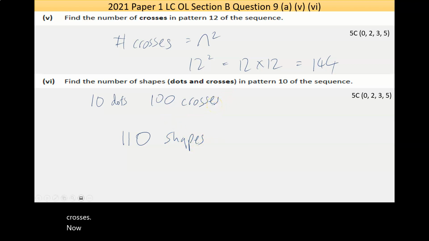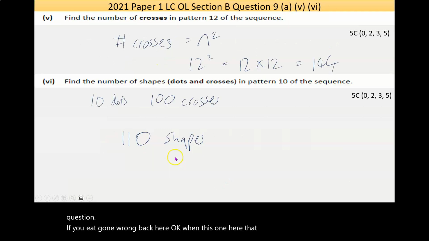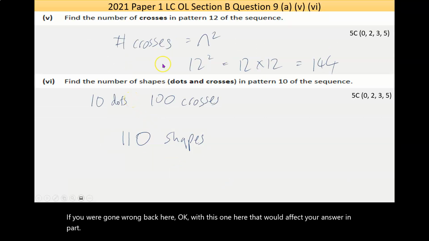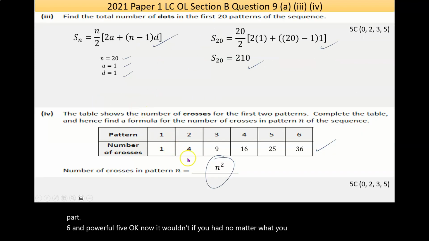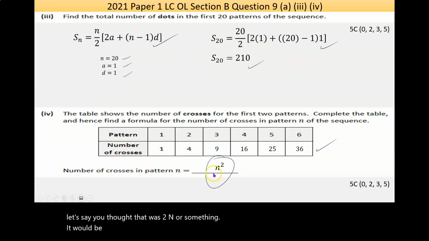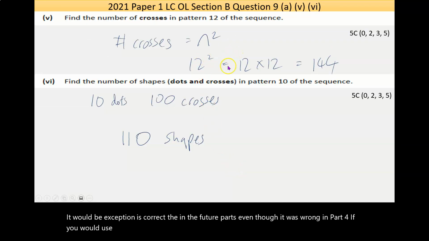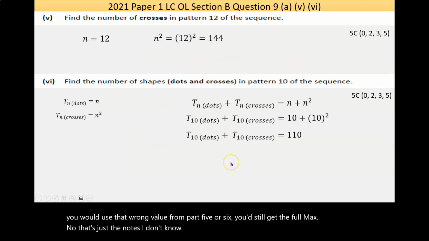Now it's worth pointing out here again, and I may have mentioned this already in the question. If you had gone wrong back here, with this one here, that would affect your answer in part 6 and part 5. Now, no matter what you declared in the previous answer, let's say you thought that was 2n or something, it would be accepted as correct in the future parts, even though it was wrong in part 4. If you used that wrong value from part 4 in parts 5 and 6, you'd still get the full marks. Now, that's just the notes done out, hopefully in an understandable way.